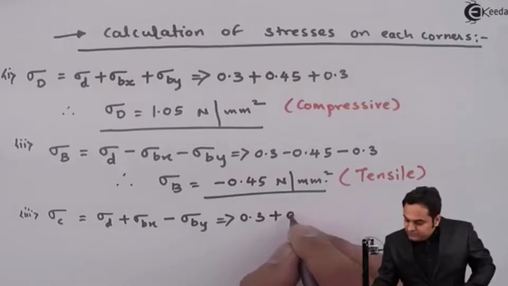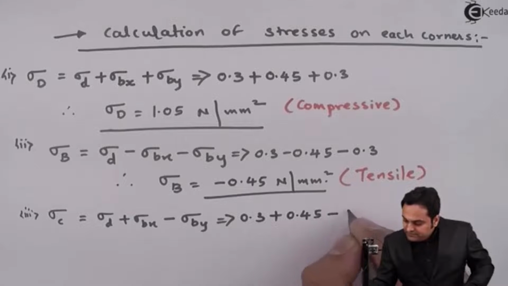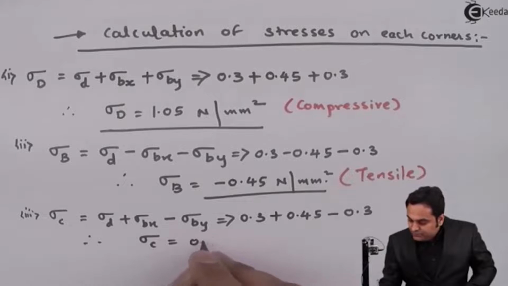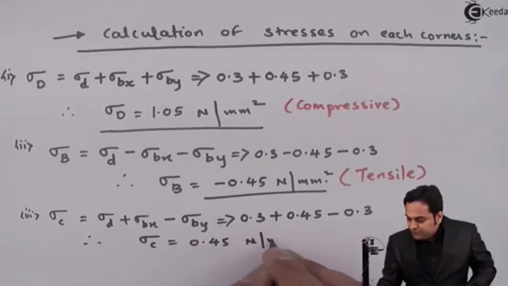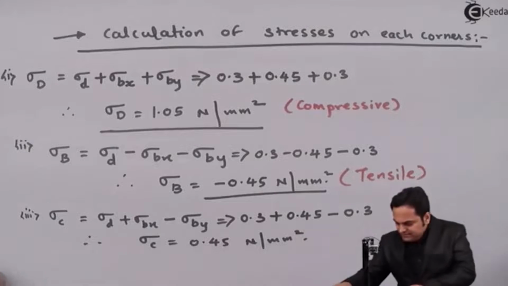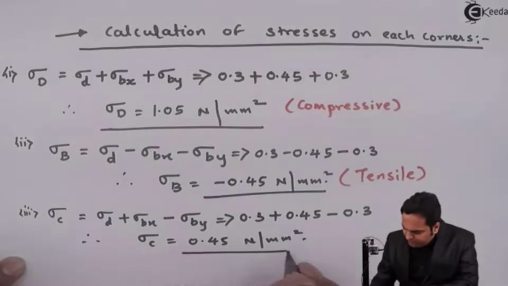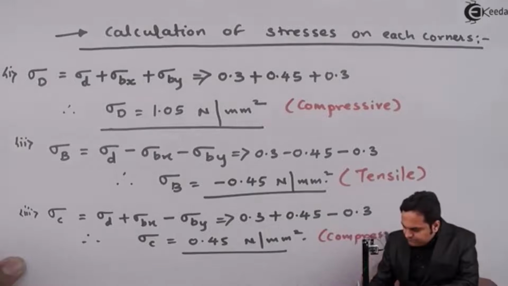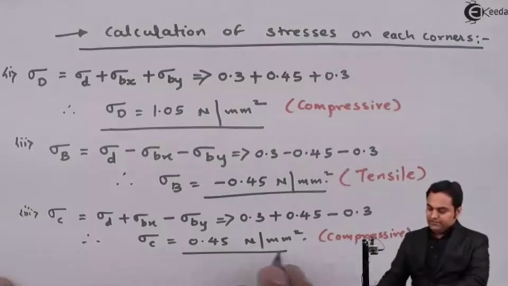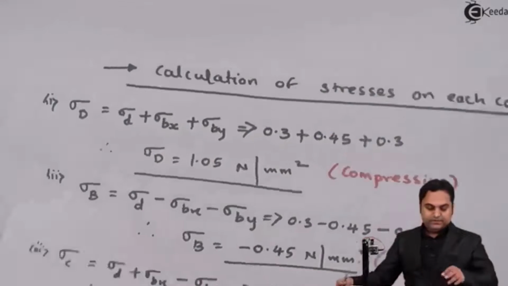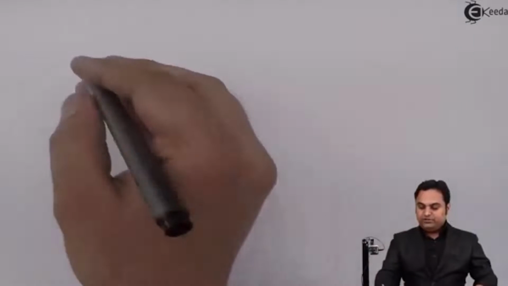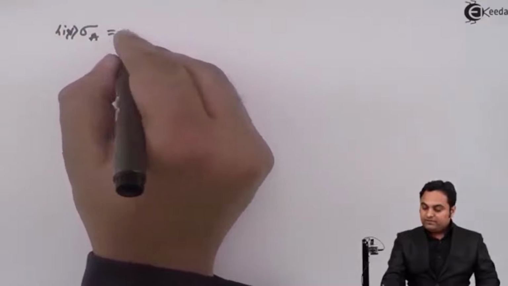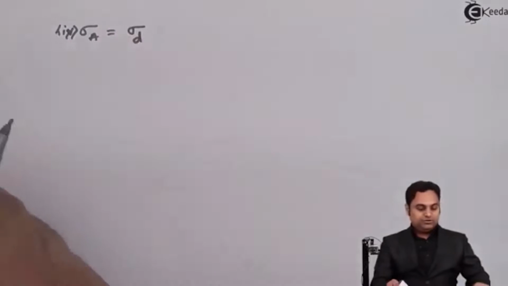0.3 plus 0.45 minus 0.3. So sigma C is 0.45 Newton per mm square, and as this answer is positive, it means it is compressive. After getting stress in C, the last point which is left is point A. So stress at A will be, direct stress will be there on each corner.